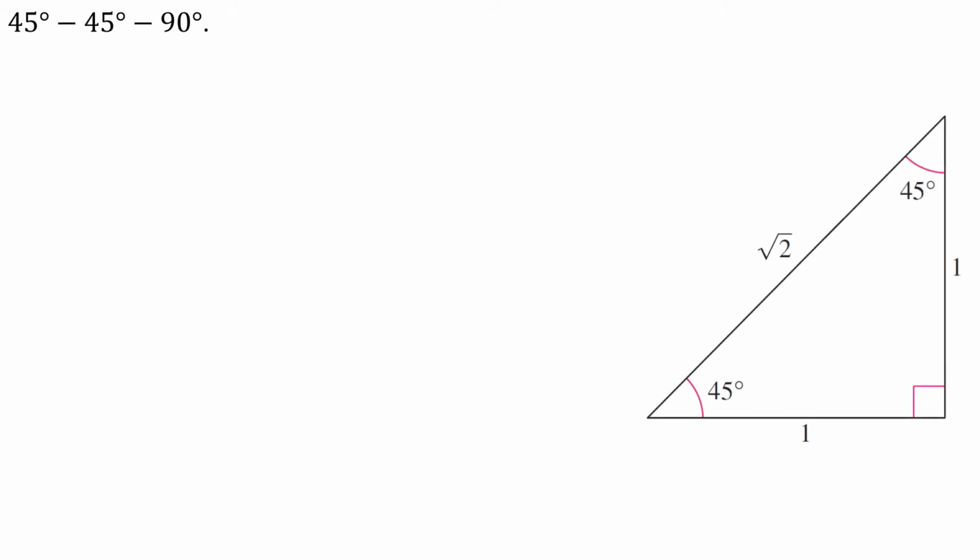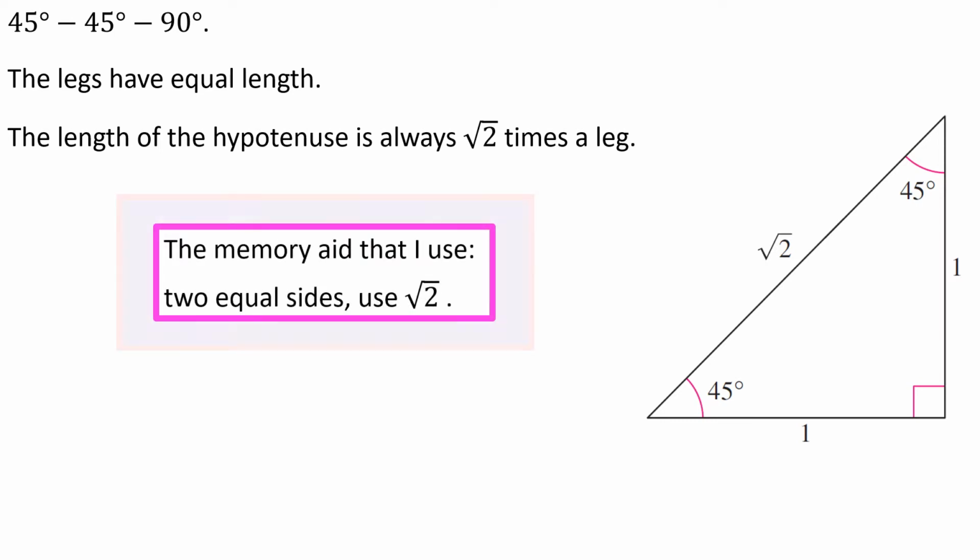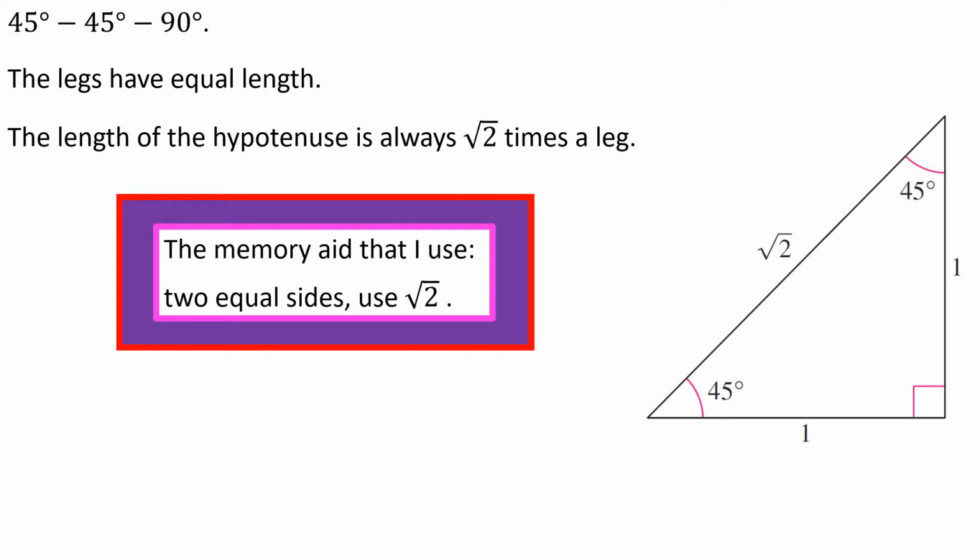Now again, one of those two triangles is the 45, 45, 90. Notice that the legs must have equal length, and that the hypotenuse is always the square root of 2 times a leg. So if I know a leg, I multiply by square root of 2 to get the hypotenuse. If I know the hypotenuse, I divide by square root of 2 to get a leg. And what I always remember, if there's two equal sides, I use root 2.